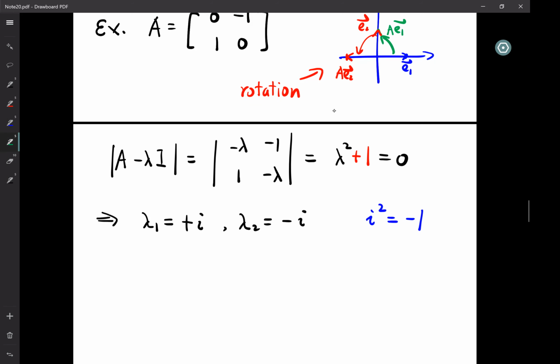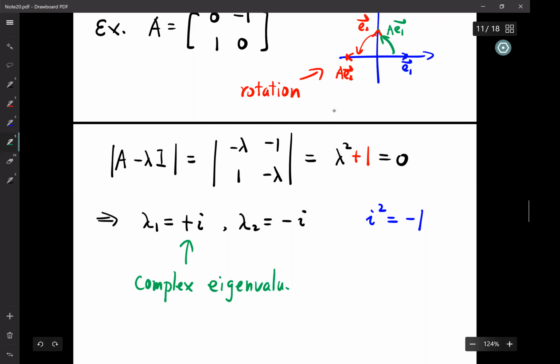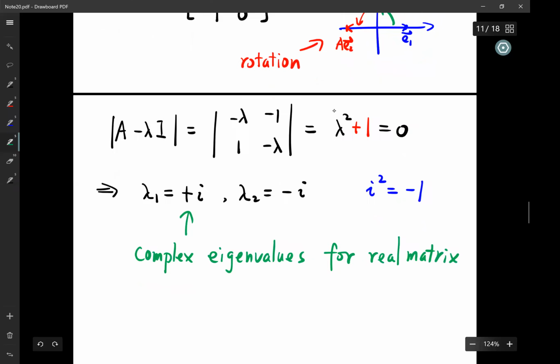So these are complex eigenvalues, even though this matrix A is a real matrix.